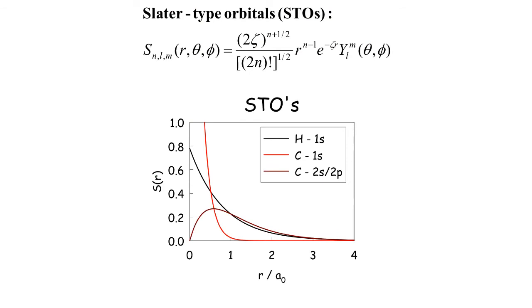Now let's take a look at what we're trying to do. The first slide here is looking at the nominal Slater-type orbitals. These are the functional forms that we're trying to replicate here. So we have our 1s orbital, our carbon 1s. This is the carbon 1s, hydrogen 1s, carbon 2s, 2p orbital.